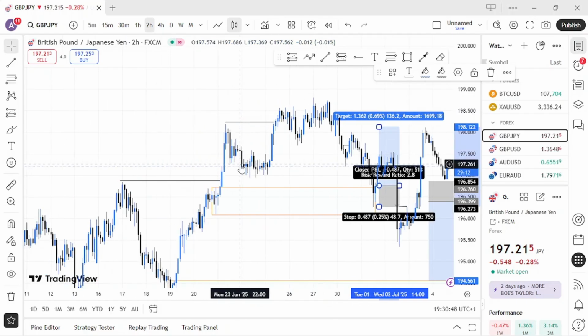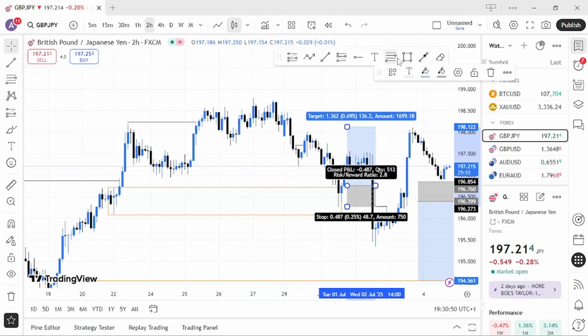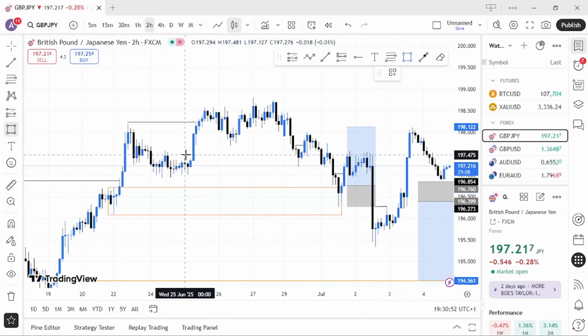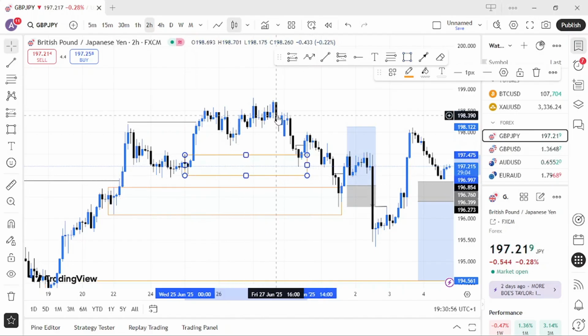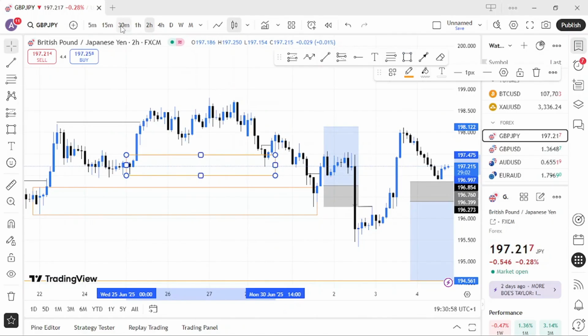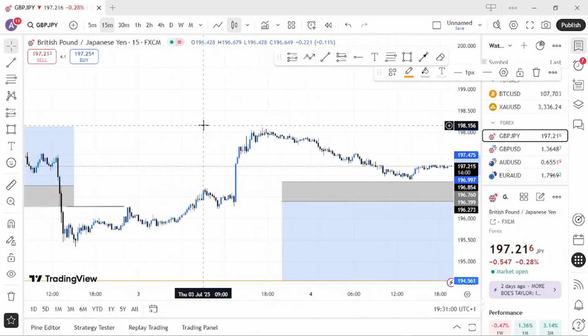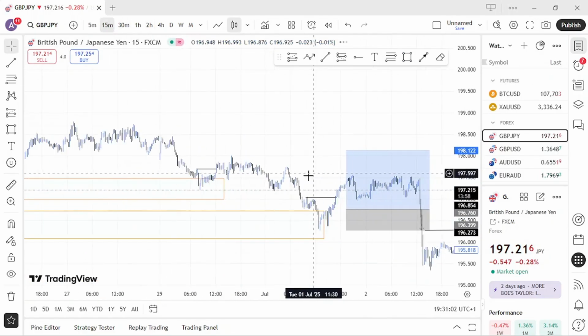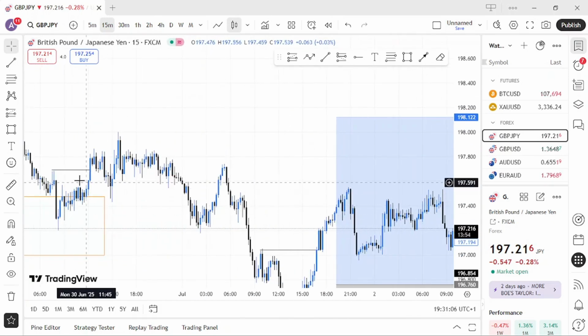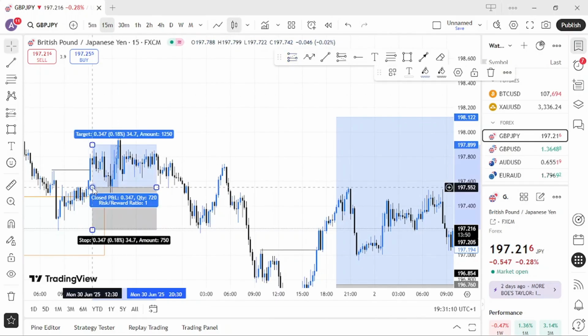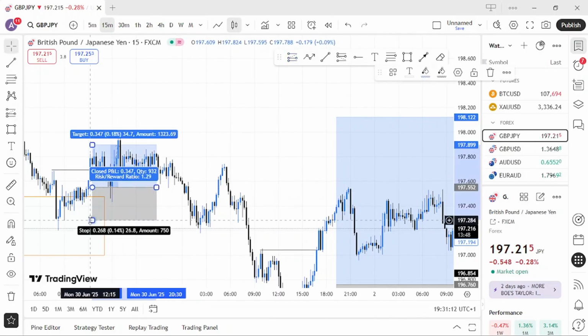So the first trade I took was on GBP JPY. I was looking at this zone for a buy. Price came into my zone, and I went to M15 to look for a shift in the market structure to the upside, right? And I got my market structure shift here. So I tried to buy from this other block here, and I put my stop loss here.